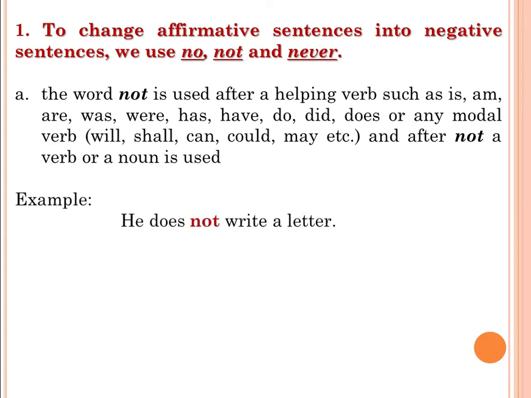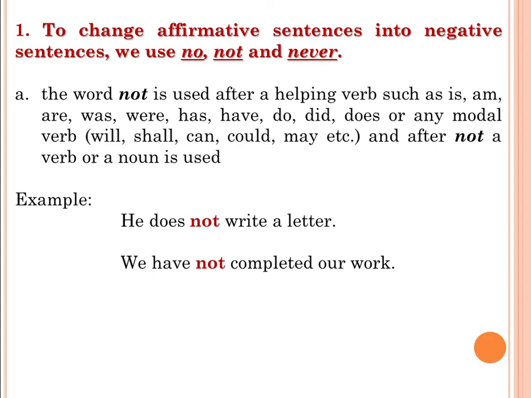He does not write a letter. Now you can see in this sentence, he is the subject, does is the helping verb, and after that we are using the word not to show the negation, and then we are using the base form of the verb, which is the first form of verb, and then we have the object. So we can see here that not is used after the helping verb does and before the main verb write. Let's see the second example.